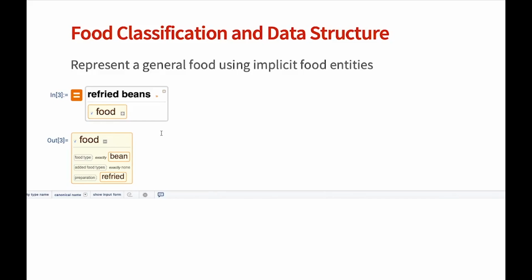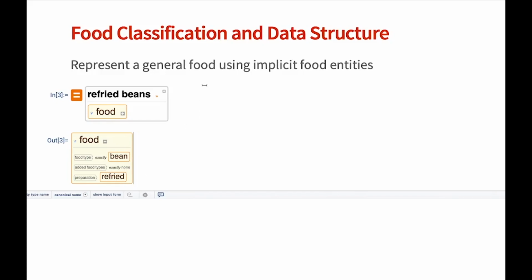Often this will be what comes up when you use natural language parsing to access an entity. Here I've just typed in refried beans and it gave me this implicit food entity. I'm sorry, it's a little bit small, but here it says that the food type is bean, there are no added foods, and the preparation is refried. So this is an abstract kind of food that represents all of the single data points in our database that match these criteria.